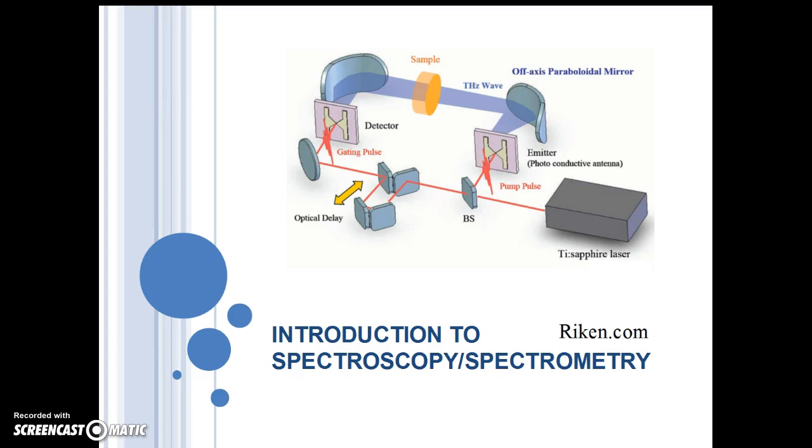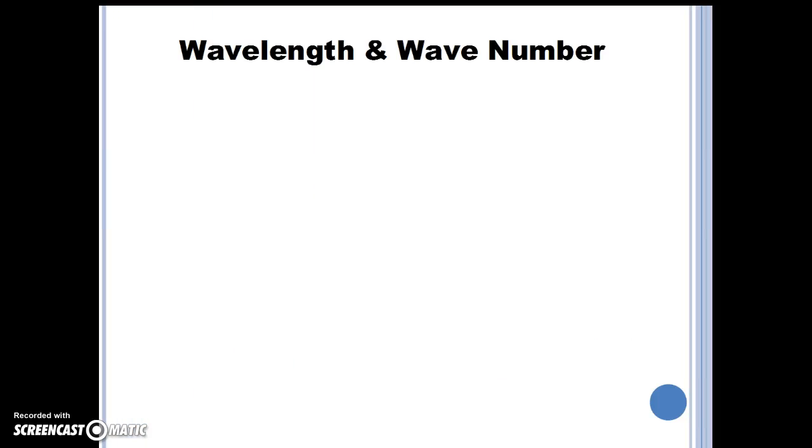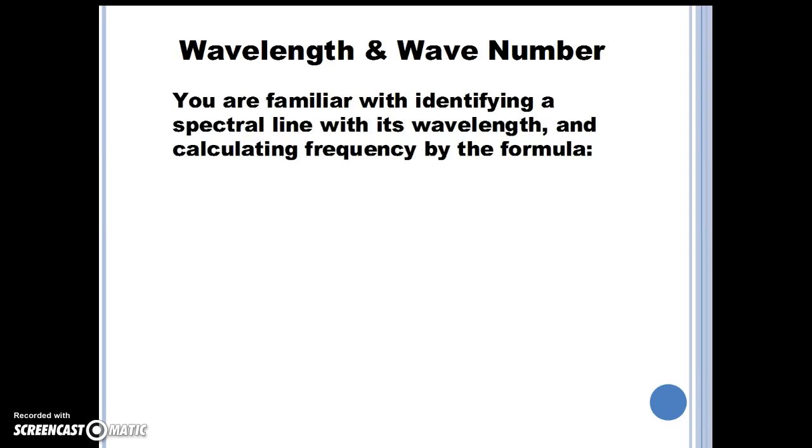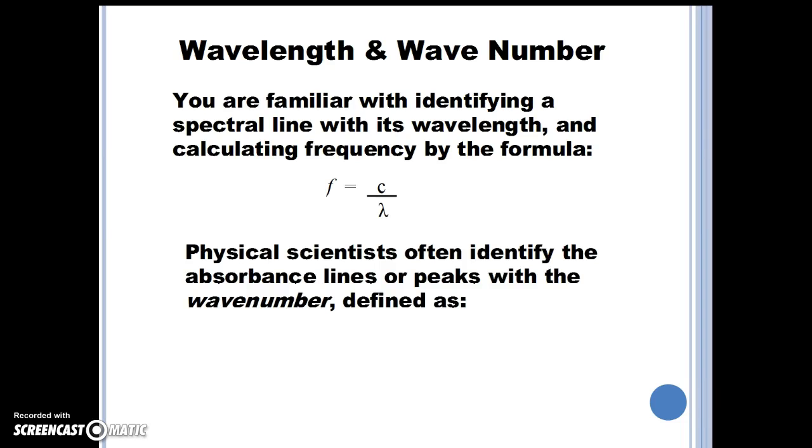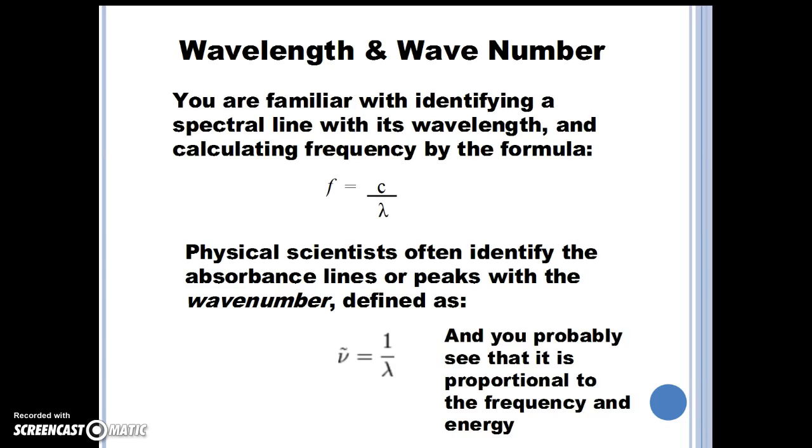This now gets specific. First, in review of wavelength and wave number, the wavelength and frequency are associated by this equation: frequency equals speed of light divided by wavelength. When you do these calculations, remember that the wavelength has to be in meters. We've also defined the wave number, which is the reciprocal of the wavelength. It is proportional to the frequency and to the energy, so it's a very useful concept.